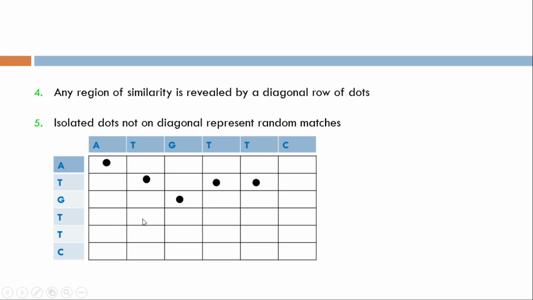And you don't find any matches here. If I start from the T, I can get a dot. Here I can also put a dot. Here I also can put a dot, and here is no match. Again for the T, again for the T, and again here is no match. From the C, I can get only one dot. So you are simply putting a dot wherever you are finding matches.